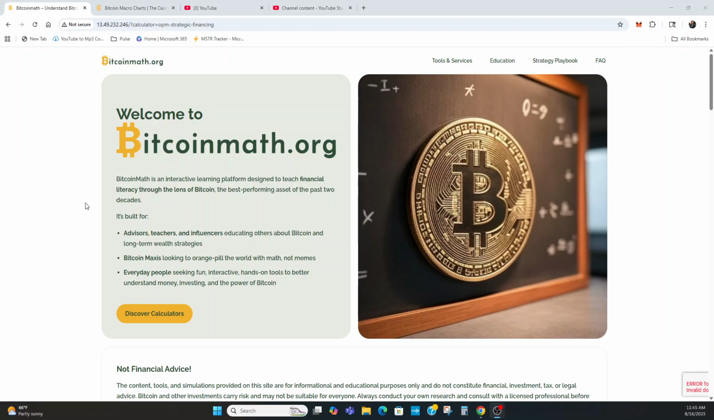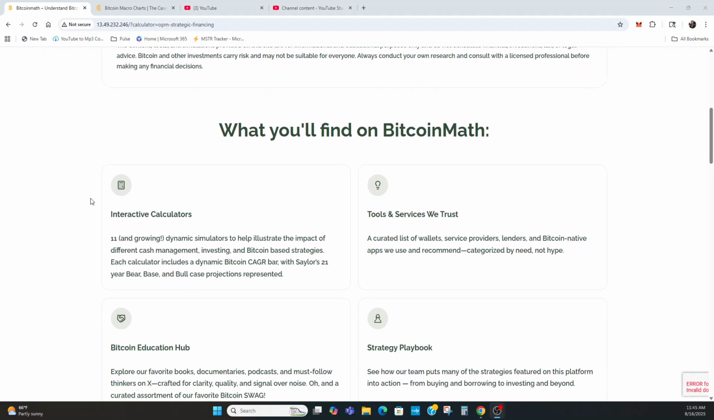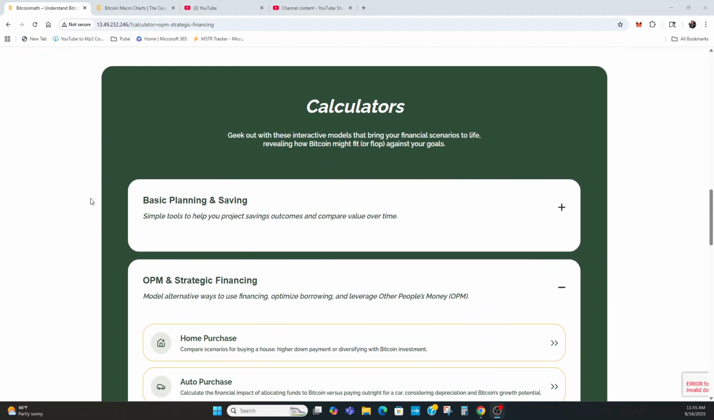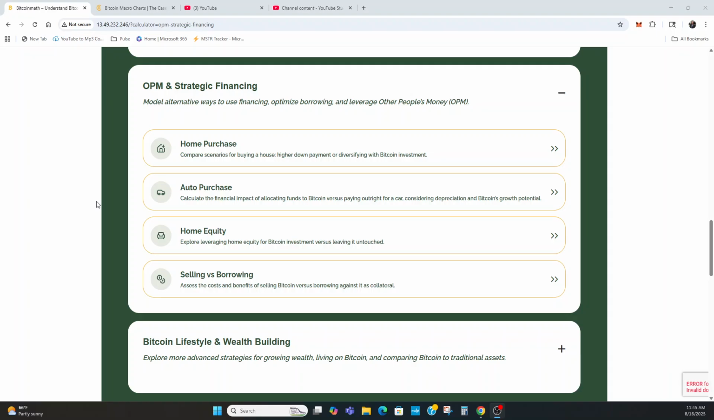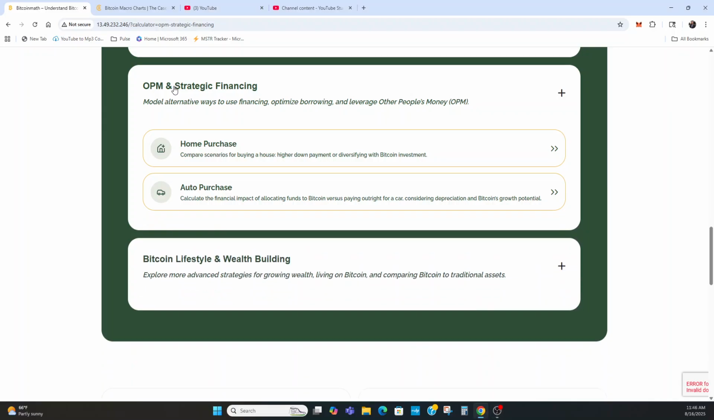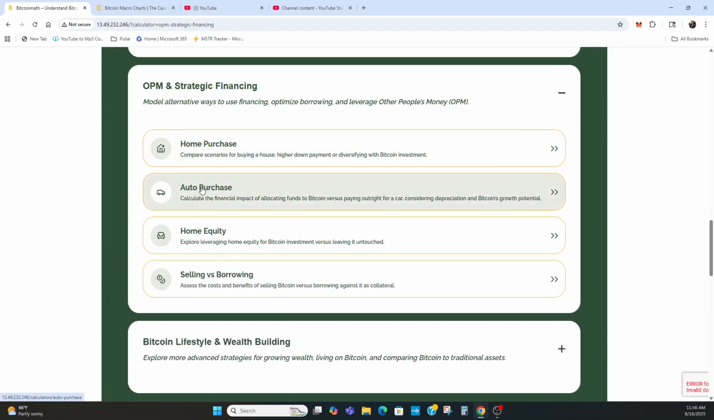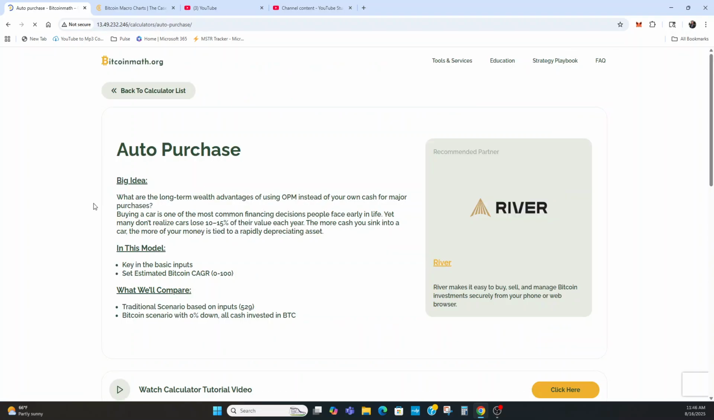So today we're going to look at the auto purchase calculator. We're going to run through an example of what this is, how it works, and what to pay attention to. On the home page here, you're going to scroll down to the OPM and strategic financing tab. You're going to expand that and click on the auto purchase calculator.